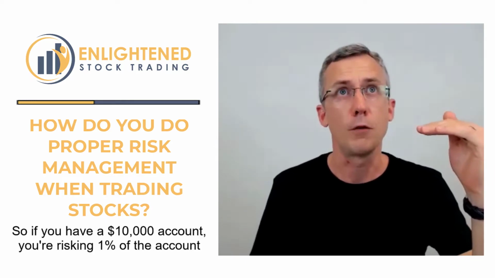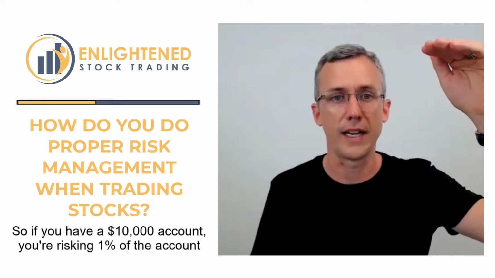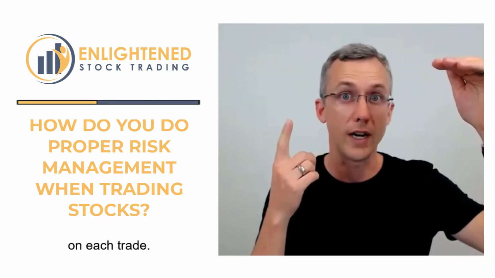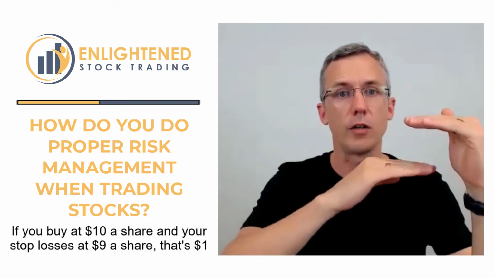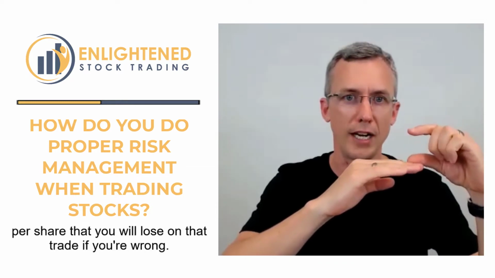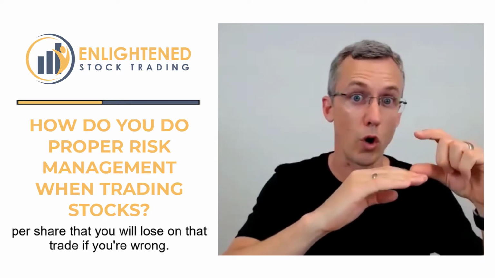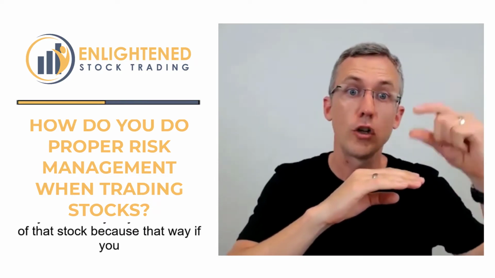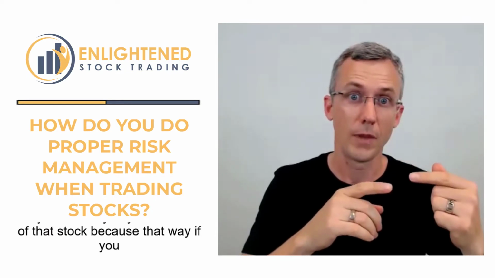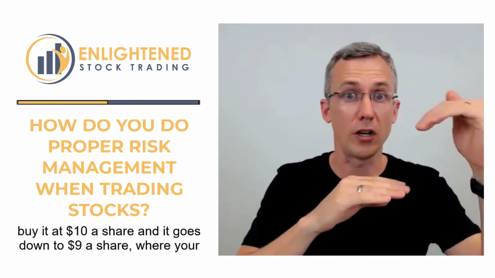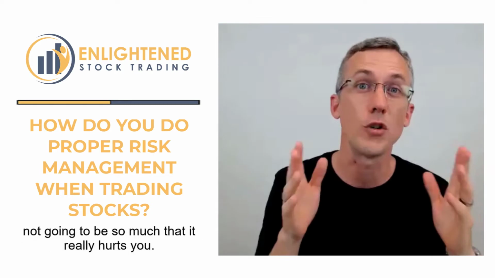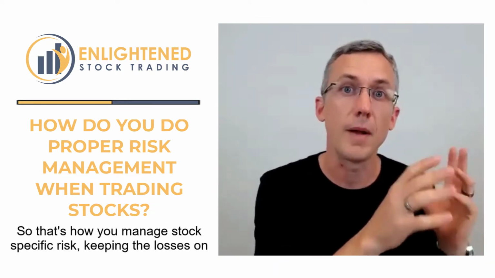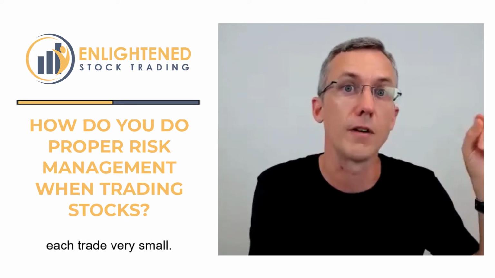If you have a $10,000 account and you're risking 1% on each trade, that means if you're wrong, you only want to lose $100. If you buy at $10 a share and your stop loss is at $9 a share, that's $1 per share that you will lose if you're wrong. You can afford to lose $100 because that's the 1%. So you can only buy 100 shares of that stock, because that way, if it goes down to $9 where your stop loss is, you'll lose your $100, the 1% of your account, and it's not going to be so much that it really hurts you. That's how you manage stock-specific risk, keeping the losses on each trade very small.